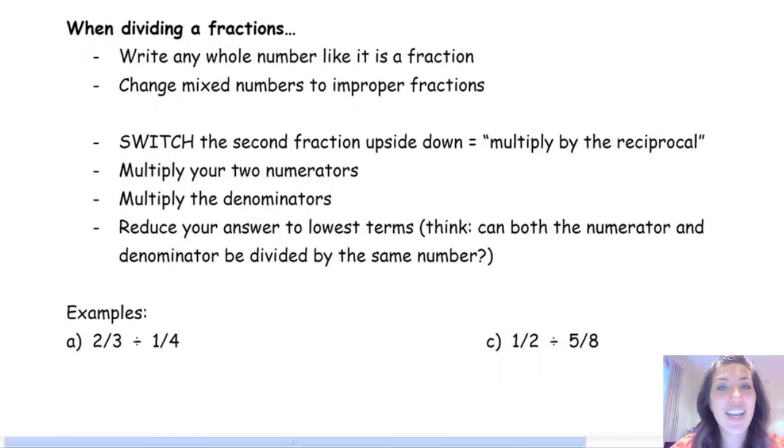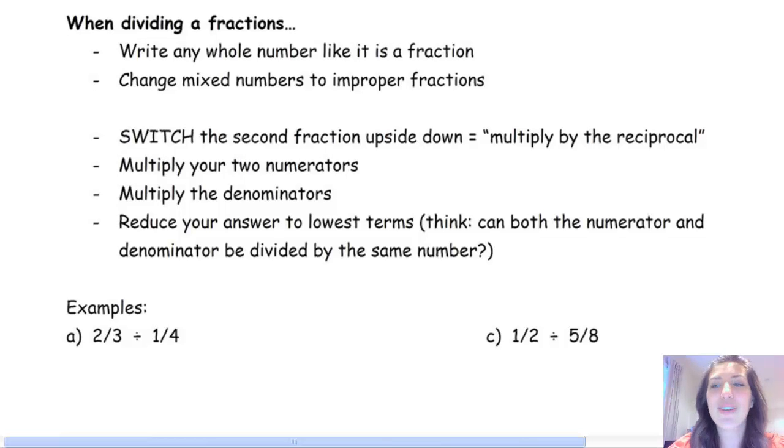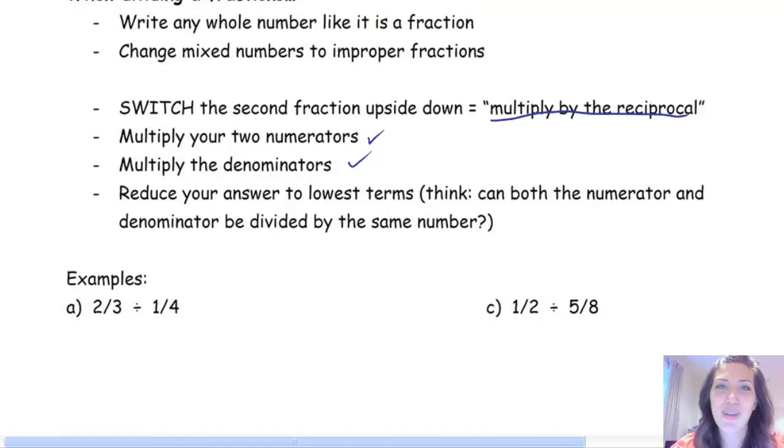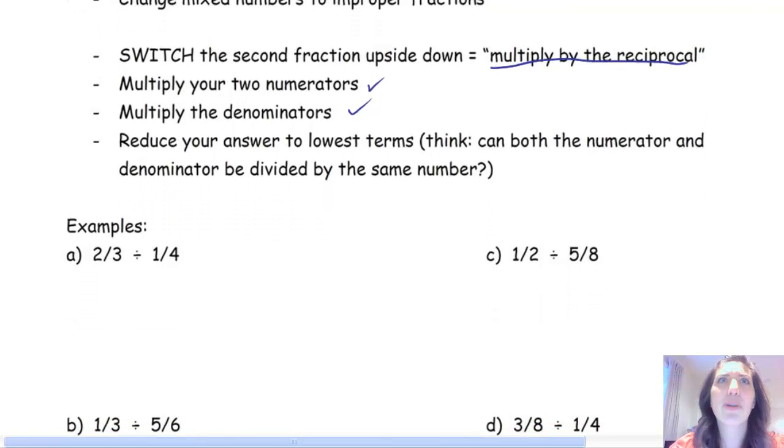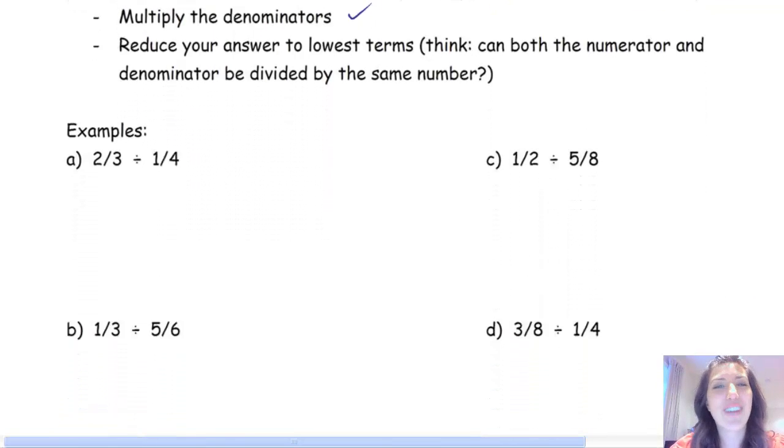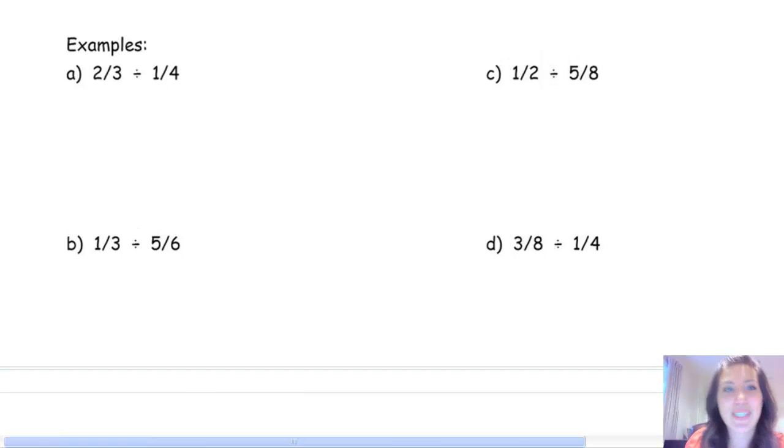Then, just like normal, we multiply the numerators, we multiply the denominators. Then we switch the fraction upside down and multiply the reciprocals so that we can multiply the numerators and the denominators, and again, just reduce to lowest terms, thinking what number can both the numerator and denominator be divided by? Let's look at some examples of this.